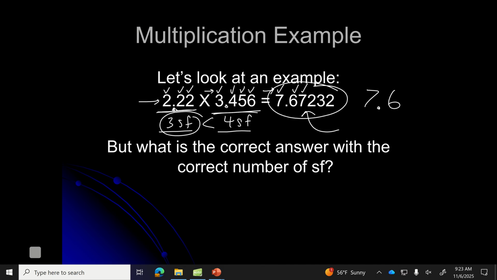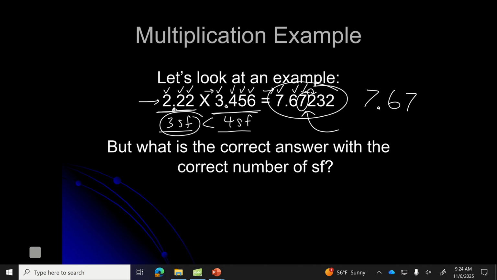7.6, but then that last digit, that third sig fig, I have to look at the one next to it. It's less than 5, so therefore it stays as it is. I have to determine whether I round it up or keep it the same. 7.67 would be my final answer.